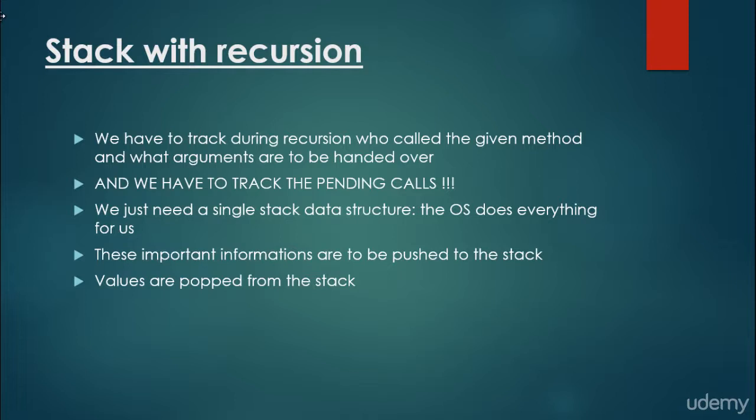But with the help of this stack, and it is a data structure, not a data structure but whatever, it is an abstract data type because we usually implement it with the help of arrays, and arrays are data structures. It's very important to be able to distinguish between data structures and abstract data types. Stack is an abstract data type, but we can solve this problem with the help of stacks. But we don't have to bother about all this. Why? Because the operating system does everything for us. So this important information is pushed to the stack, and values are popped from the stack.